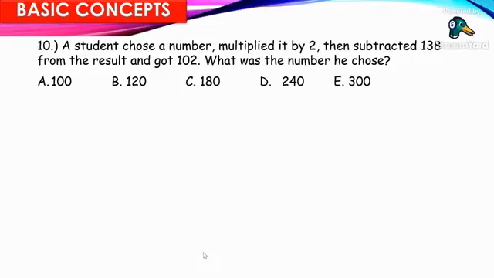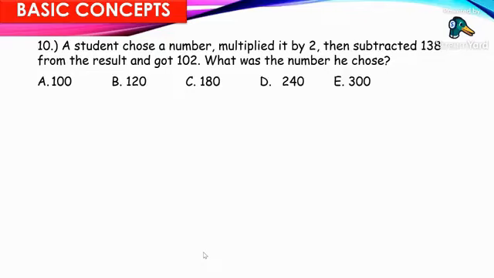Okay, comment down your answers. Okay, Ma'am Diana answered letter B. Sir Roel also answered letter B. Okay, 120. So that student chose number 120. That's letter B. And most of you got the correct answer.